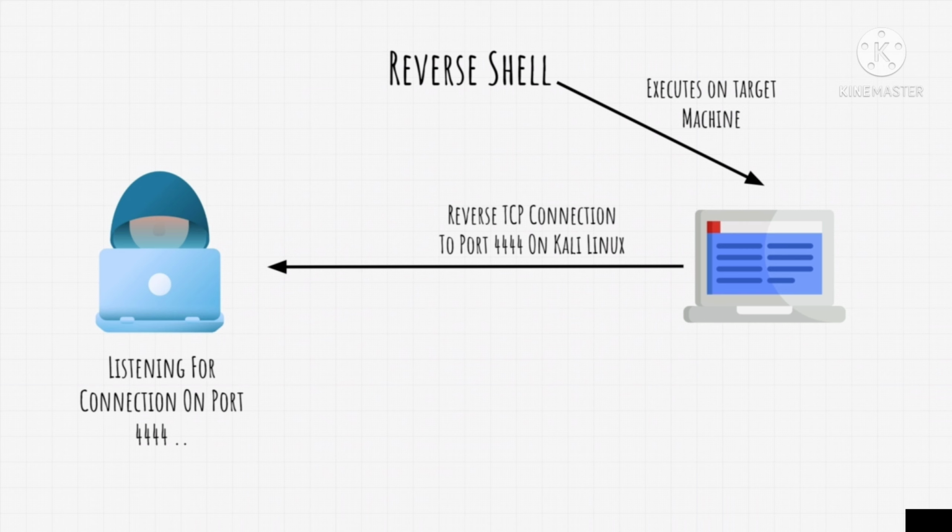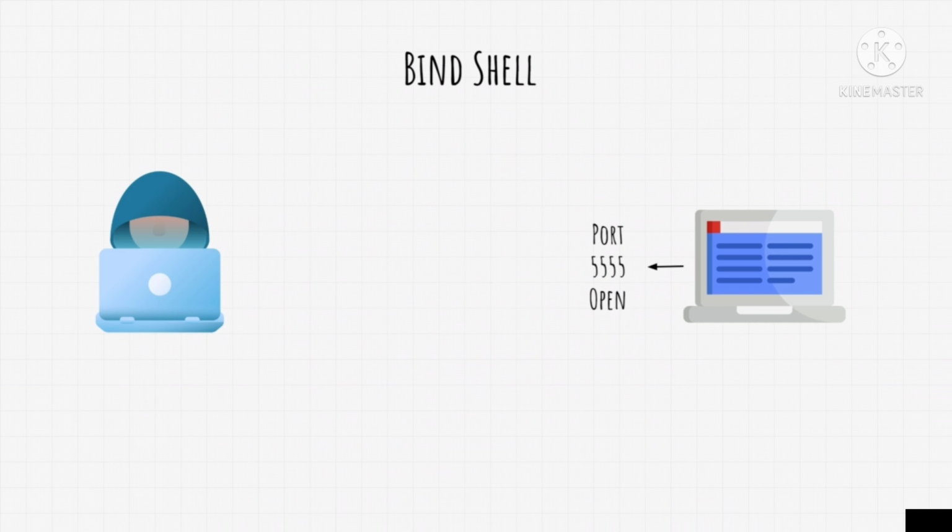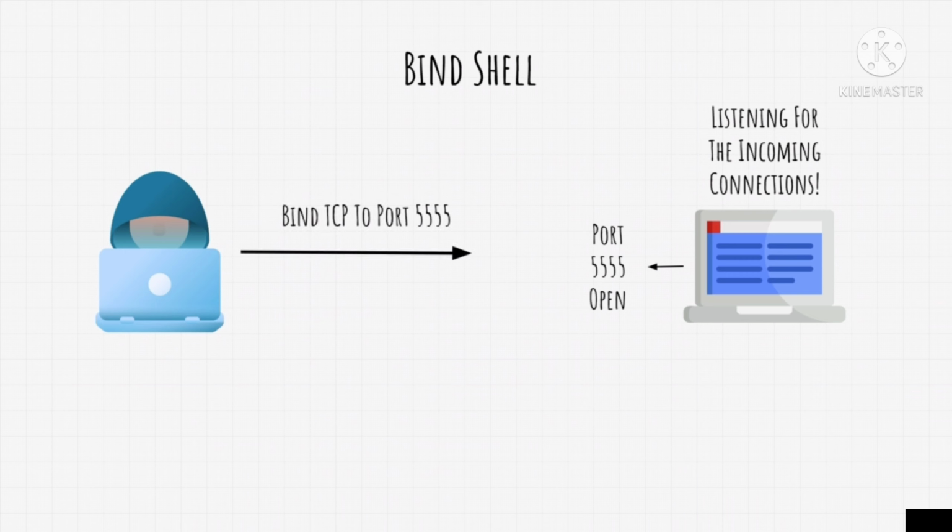On the other hand, bind shell is when the target machine opens their port for us to connect to. In this case, it is the target machine that is listening for the incoming connection on that port. And we are the ones that must connect to that port. After we do it, we can control that target machine. However, there is one problem with bind shell. And it is also one of the main reasons why we won't use it that much.